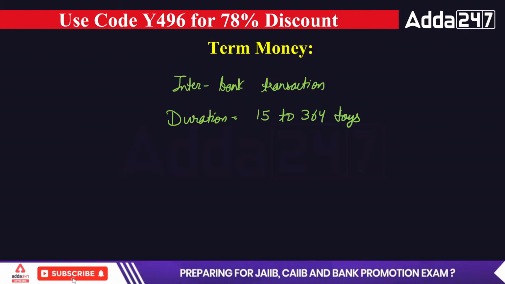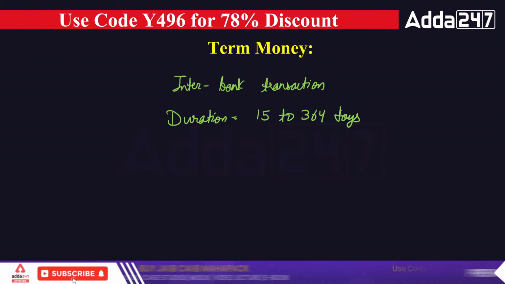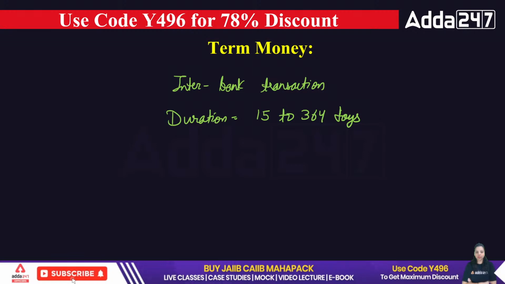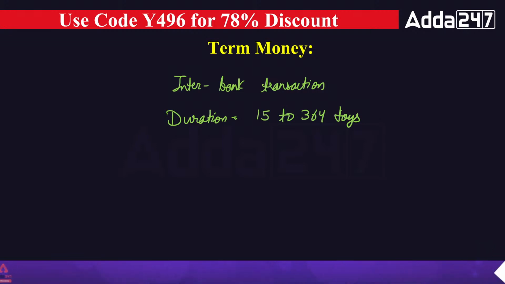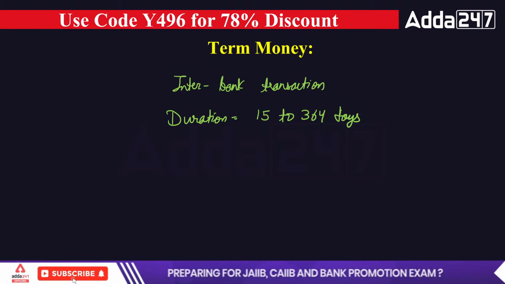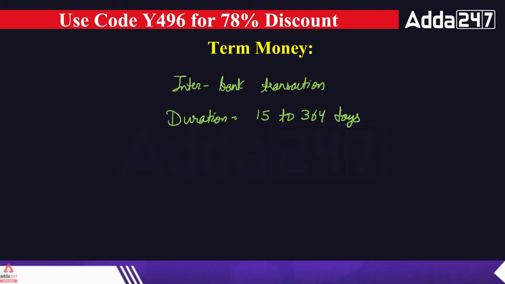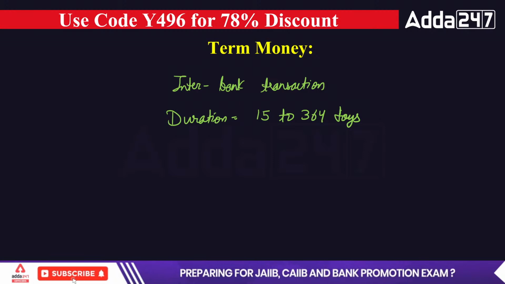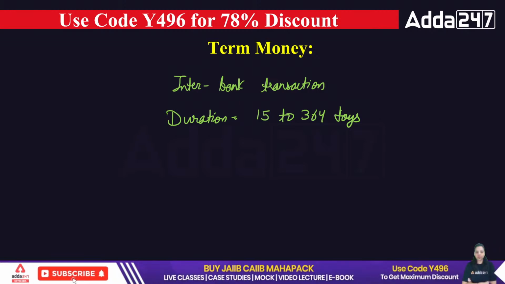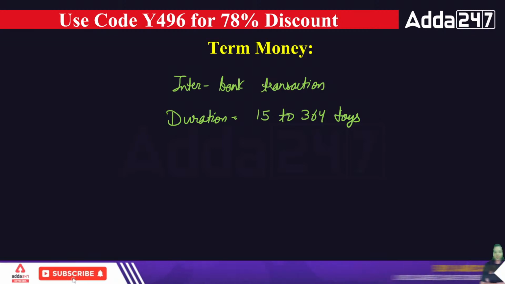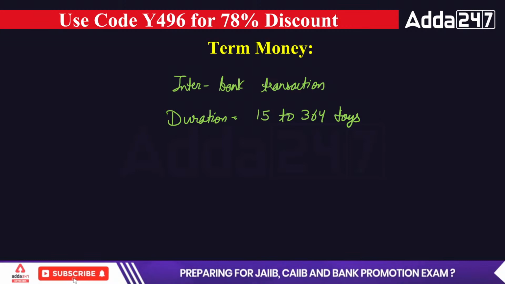This is known as what? Term money. So we have discussed call money, notice money, and term money. In all of the three instruments, banks are giving loan to each other. The only difference here is that the duration for call money will be overnight, the duration for notice money will be 2 to 14 days, and the duration for term money will be 15 to 364 days. Okay, so that will be your call money, notice money, and term money.